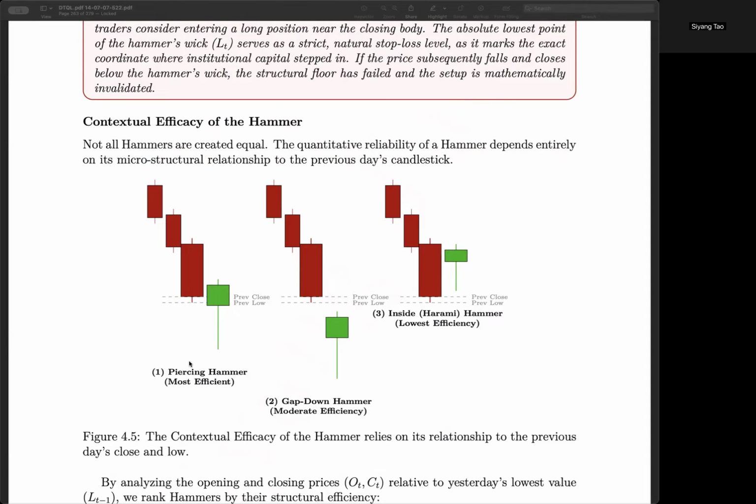Rank 1 is the pure racing hammer. This is the absolute premier setup. The opening price drops lower than yesterday's lowest value. A terrifying wick plunges into selling, but the buying pressure is so intense that the closing price races back up and closes higher than yesterday's low, deep inside the previous day's body. This perfectly executes a liquidity sweep and immediately traps short sellers in a losing position.